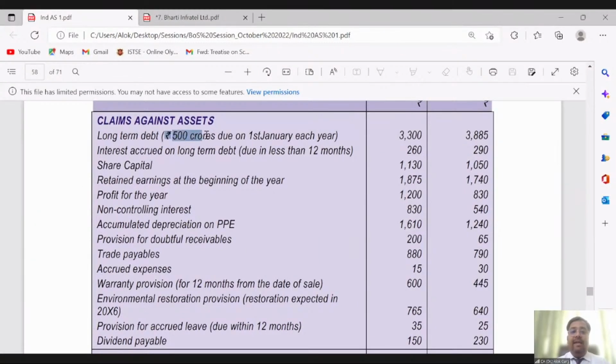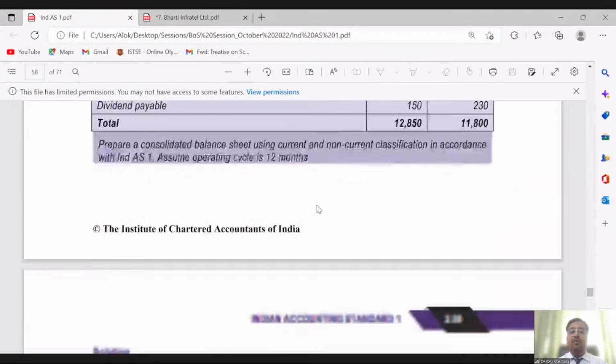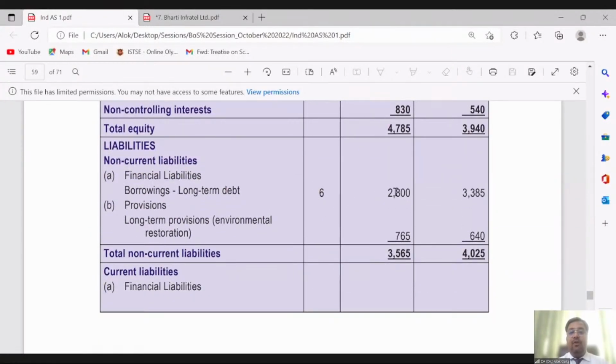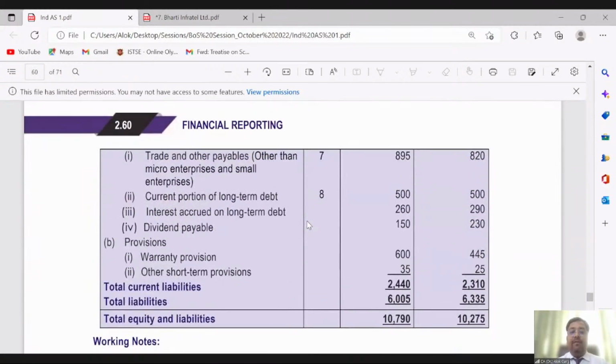Long-term debt. 500 crores due on the 1st January each year. 1st January means, if you are preparing financial statement on 31st March, 1st January comes within 9 months. So out of 3,300, 500 will be due on the 1st January every year, right? So 500 will go to the short-term debt, 2,800 will go to the long-term debt. So 2,800 is a long-term debt, right? And 500 is a current portion of the long-term debt. Okay.